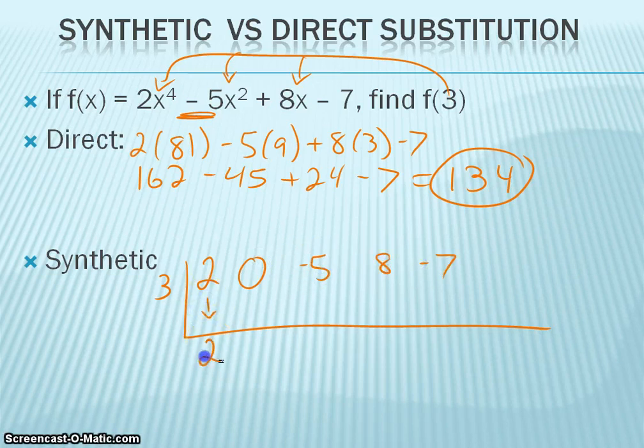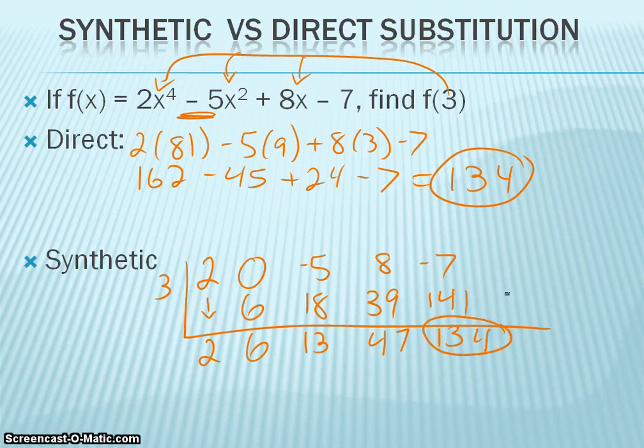So let's see what happens. I drop down my 2. I multiply those, and I get 6. Add them, 6, 18. Add those, and I get 13. Multiply, 39. 47, 141, and lo and behold, my remainder is the same as what I got through direct substitution. The remainder in synthetic substitution, or really even synthetic division, tells us what happens when I plug in that number into my function. So, your choice, direct or synthetic.